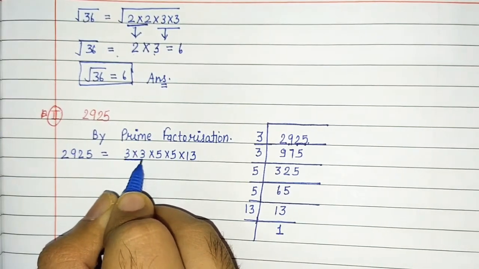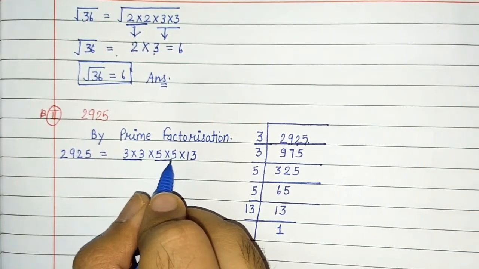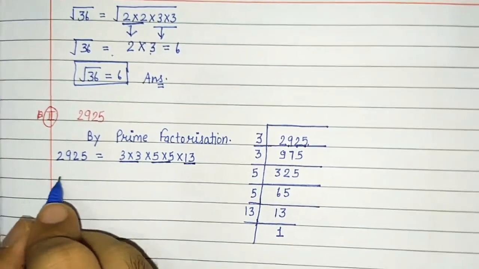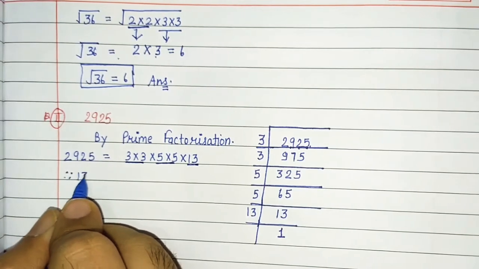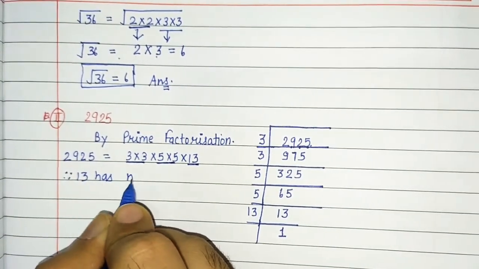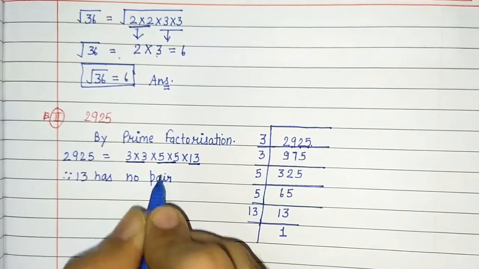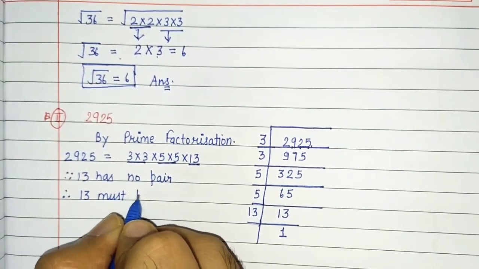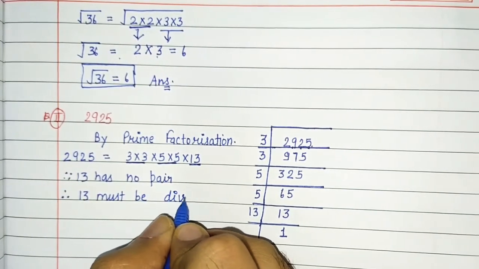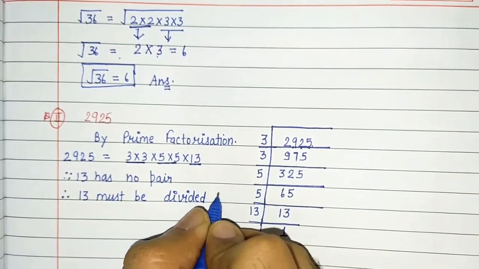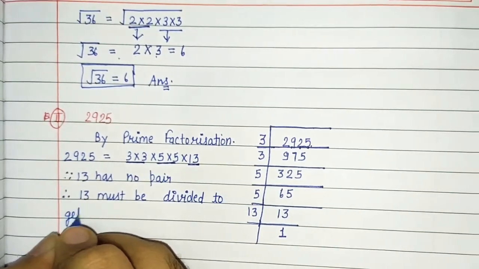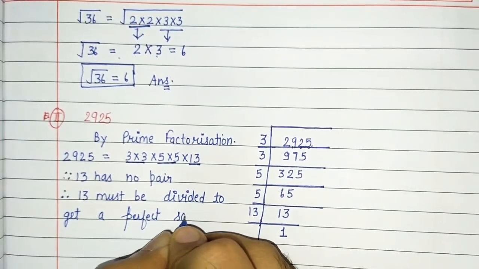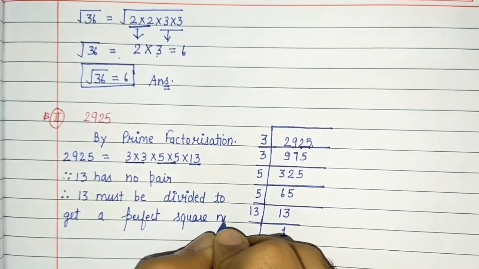3 has a pair, two 3s are here, and 5 also has one pair. So 13, because 13 has no pair, therefore 13 must be divided to get a perfect square number.